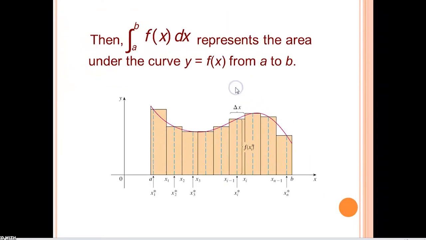Next, the definite integral, the single integral I would say, represents the area under the curve y equal to f of x from a to b. We have already seen in the 12th standard that the definite integral means the area under the curve. That is how we can specify it.